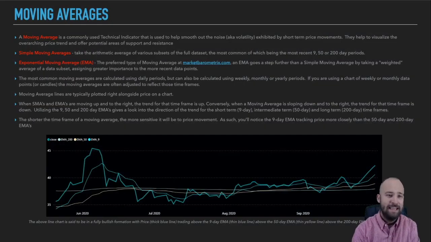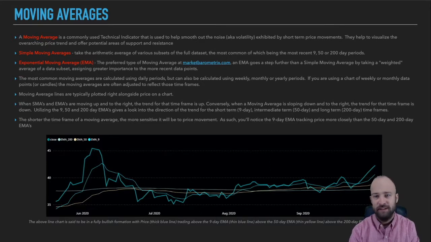Alright, friendos, a moving average is a commonly used technical indicator used to help smooth out the noise, aka volatility, exhibited by short-term price movements. They help to visualize the overarching price trend and offer potential areas of support and resistance. In addition to that, they're going to help us confirm reversals in the trend. And we'll talk about how to use moving averages in our trading here in just a minute. But for now, there are two main types of moving averages. You have simple moving averages and exponential moving averages.